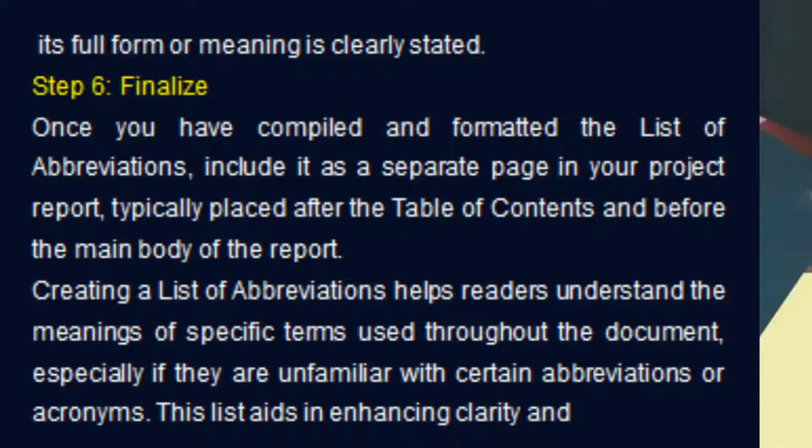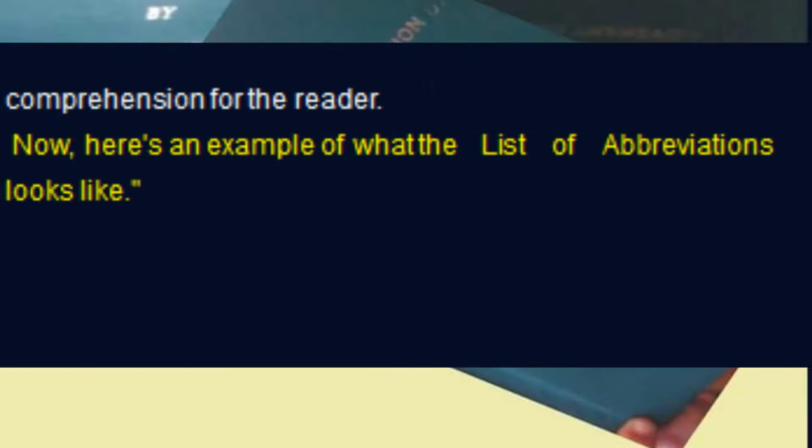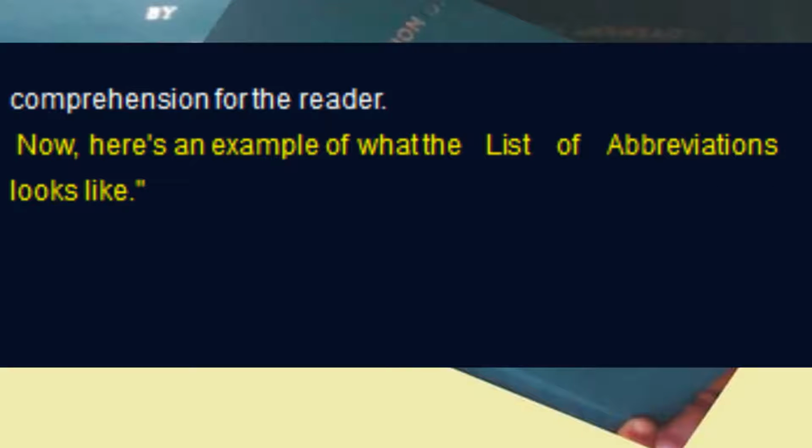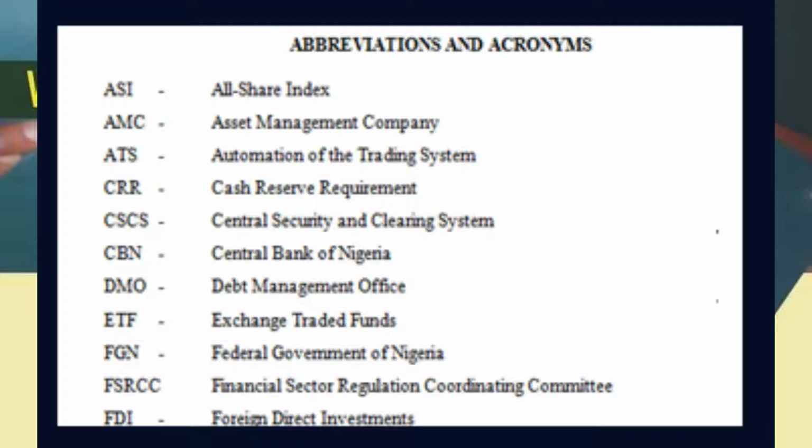Creating a list of abbreviations helps readers understand the meanings of specific terms used throughout the document, especially if they are unfamiliar with certain abbreviations or acronyms. This list aids in enhancing clarity and comprehension for the reader. Now, here's an example of what the list of abbreviations looks like. Recall, creating a list of abbreviations in a project report involves compiling a list of all the abbreviations used in the document along with their corresponding full forms or meanings.